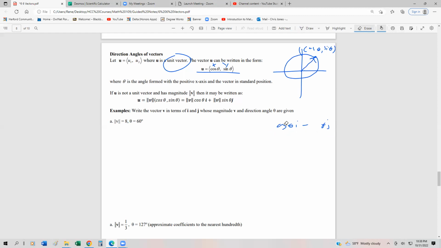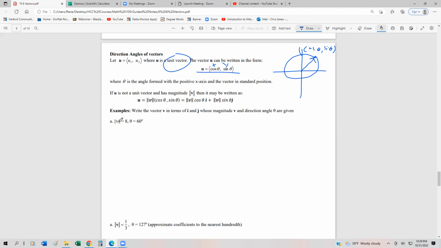Now, what if it's not a unit circle, or not a unit vector? Well, all I'm going to do is just multiply that by the magnitude v. And so if u is not a unit vector, it has magnitude v, then we could just write it as magnitude v cos of theta, magnitude v sine of theta, with i and j, multiplying by those unit vectors in the directions of x and y. So really easy problems to do.